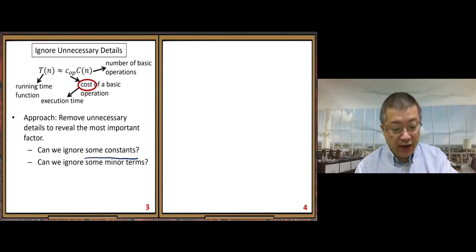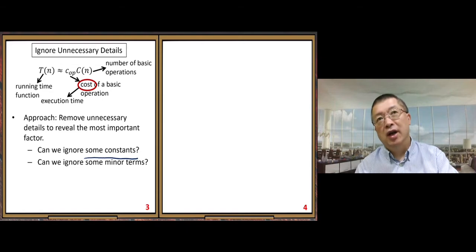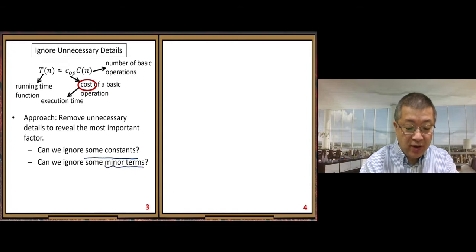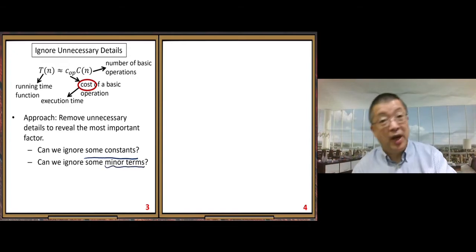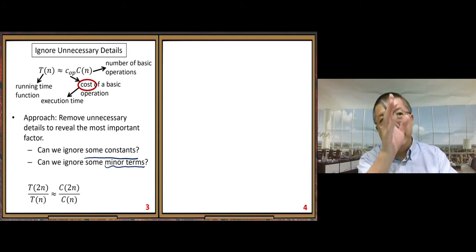Another thing, we can ignore some minor terms. Other than constants, you have major terms and minor terms, but some minor terms we can ignore. All right, so let's understand these things. First, let's look at this ratio.